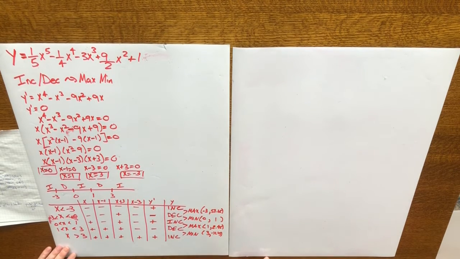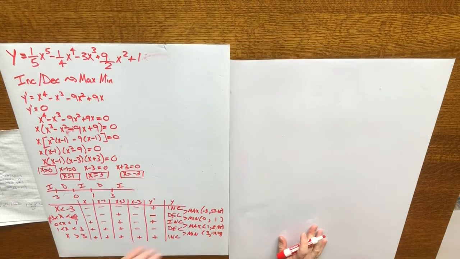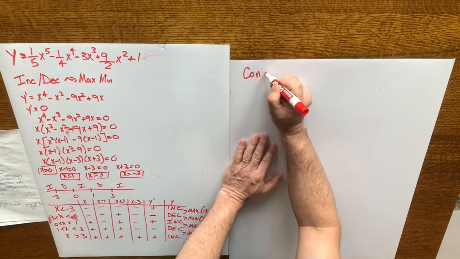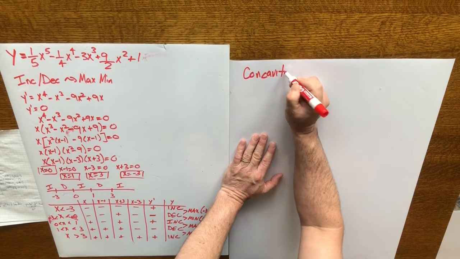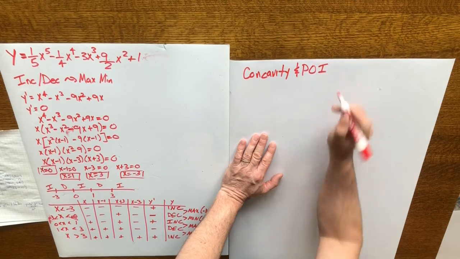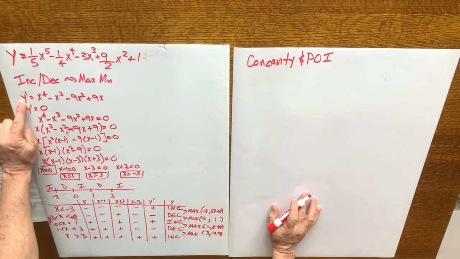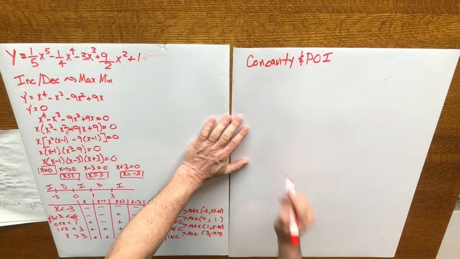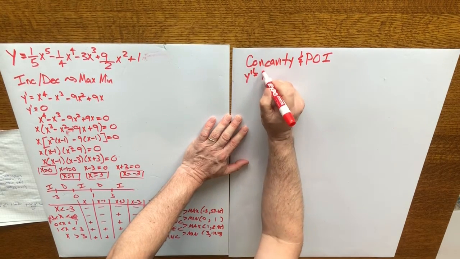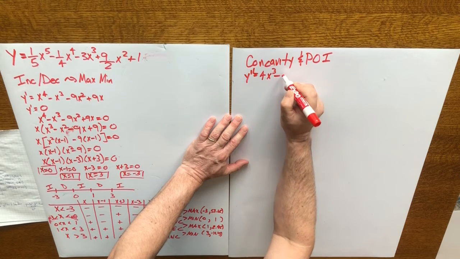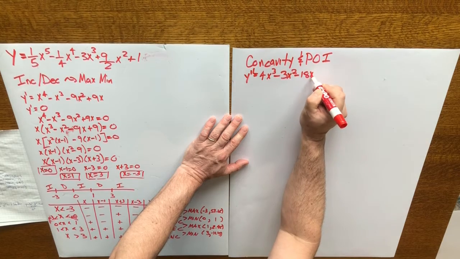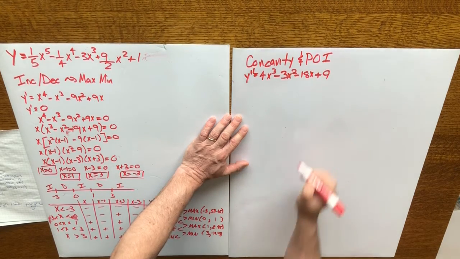So now we're going to take a look at the second derivative. And the second derivative will tell us about concavity and points of inflection. So looking at the first derivative over here, I'm going to calculate the second derivative, and y double prime equals 4x cubed minus 3x squared minus 18x plus 9.